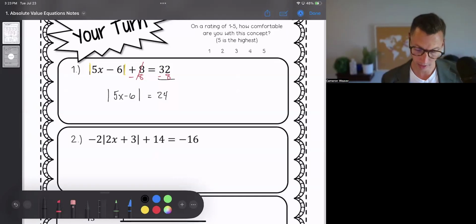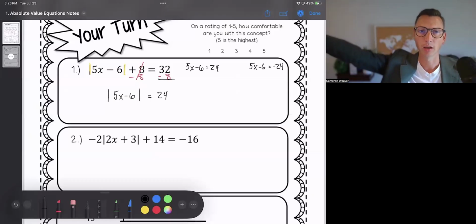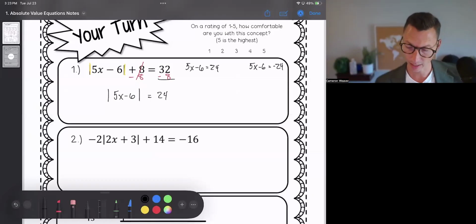Now we can write it twice, okay? So I'm going to write it up here. 5x minus 6 equals 24. And then the second time, 5x minus 6 equals a -24. Remember, when you write it the second time, it's the answer of the second equation that takes that negative sign.